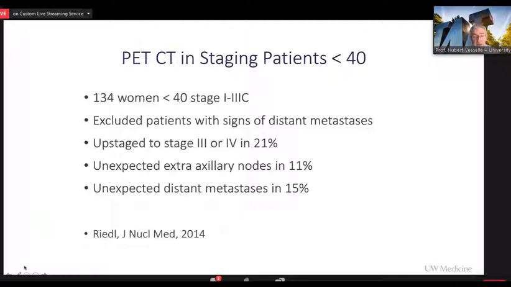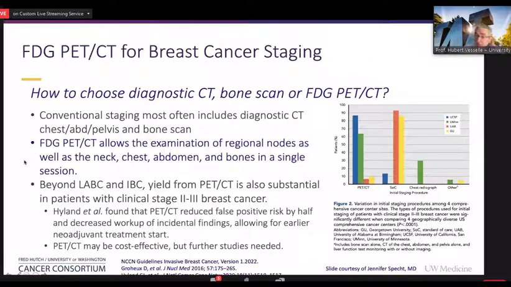So FDG PET plays a big role and could be extremely helpful in having the exact stage. An accurate stage will determine the proper therapy and therefore better outcome for the patient. So how do we choose whether we should do a diagnostic CT and bone scan or an FDG PET, if you have the choice?